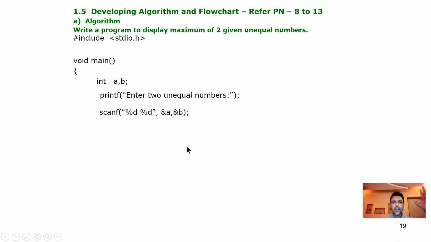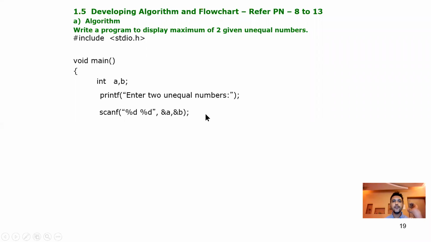Right now, just understand one thing: when you write this statement, A will get the first number which the user has typed on the keyboard, and B will get the second number which the user has typed on the keyboard. Now, let's say the user has typed 5 and after that 7. So now 5 will be given to A and 7 will be given to B. 5 to A and 7 to B.